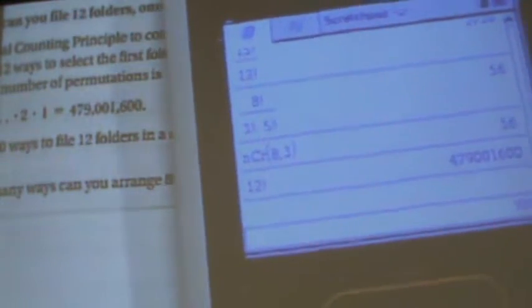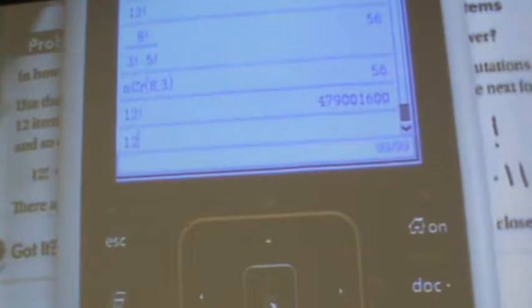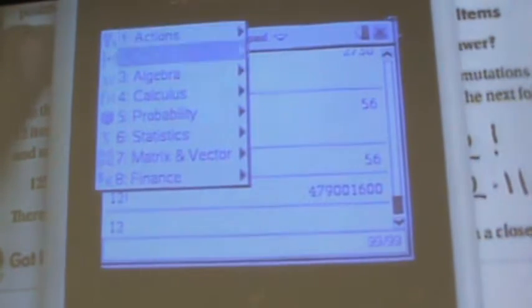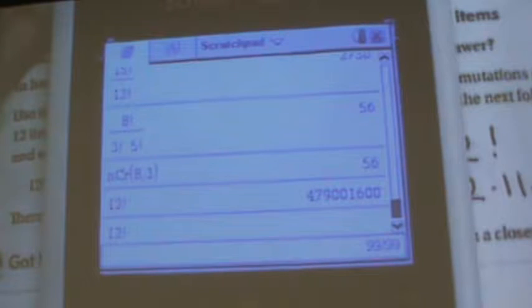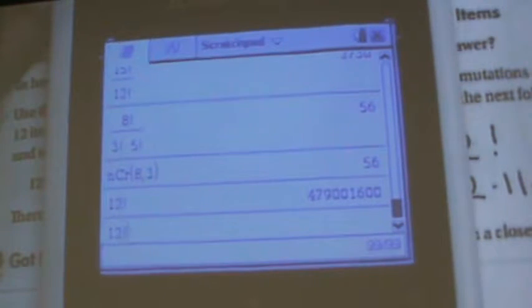How do you do it? What do you put? Menu and what? You first put the number in, 12, then hit menu, probability, factorial, and then hit enter. Did you get it? Yeah.